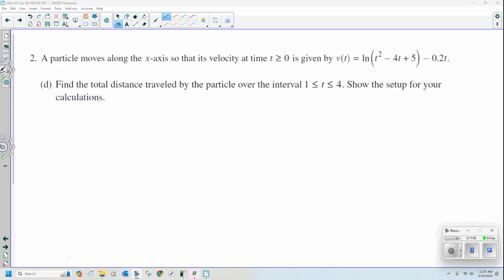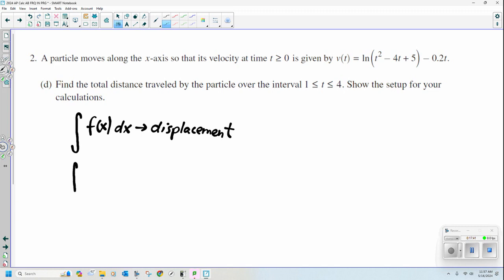2D. Find the total distance traveled by the particle over the interval from 1 to 4. Show the setup for your calculations. Guys, man, oh, Lord, I know I have said this, and I think this even popped up in the review video that whenever I integrate something, let's call it f of x, dx, this gives you the displacement. That means how far, let's say, a particle is from where it started.